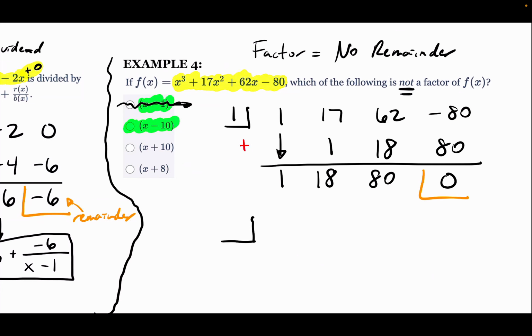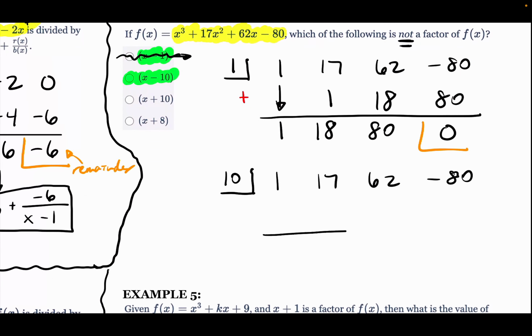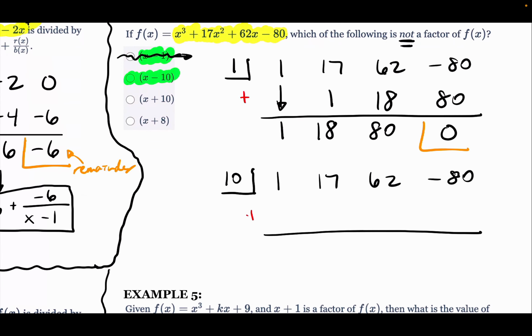It's not going to be -10, it's +10. So it's 1, 17, 62, -80. First guy comes down, multiply, 10 times 1, 10. Add straight down. 27 times 10 is 270. Add straight down, I get 2, 3, carry the 1, 332.